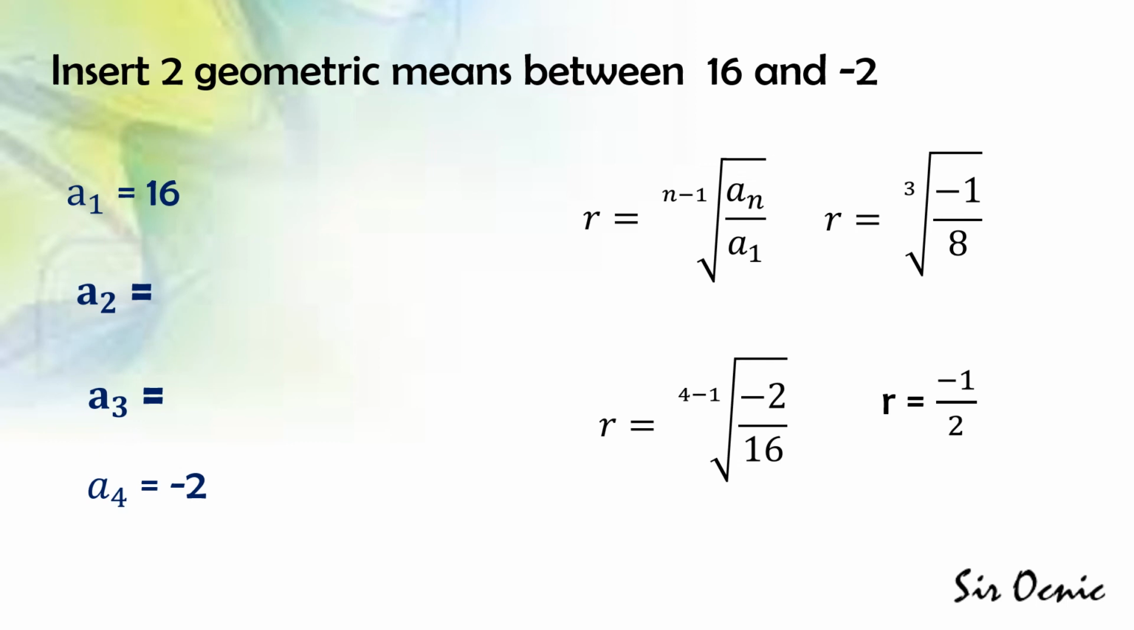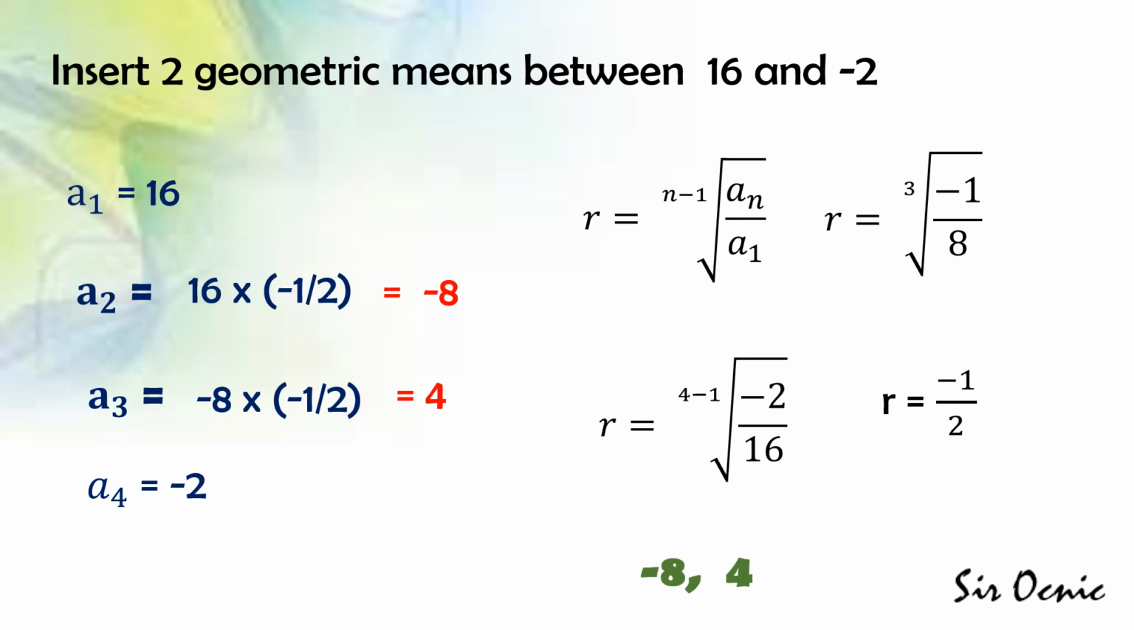Since the ratio is equal to negative 1 half, let us now multiply the ratio to the value of the first term to get the second term. And that would be 16 times negative 1 half, which is equal to negative 8, and negative 8 times negative 1 half, which is equal to 4. Therefore, the two geometric means are negative 8 and 4.